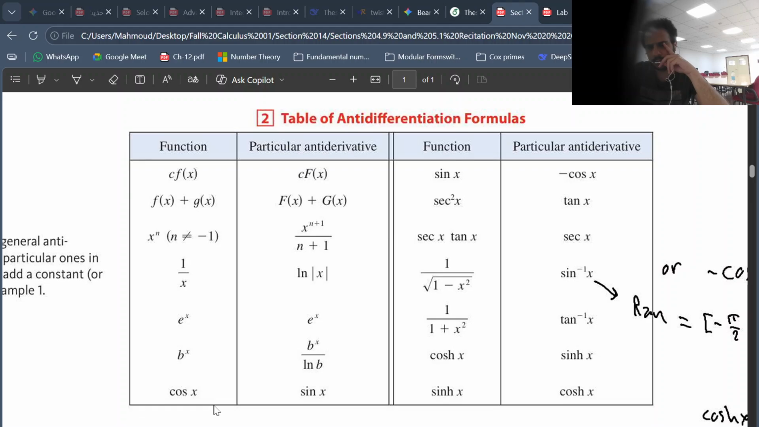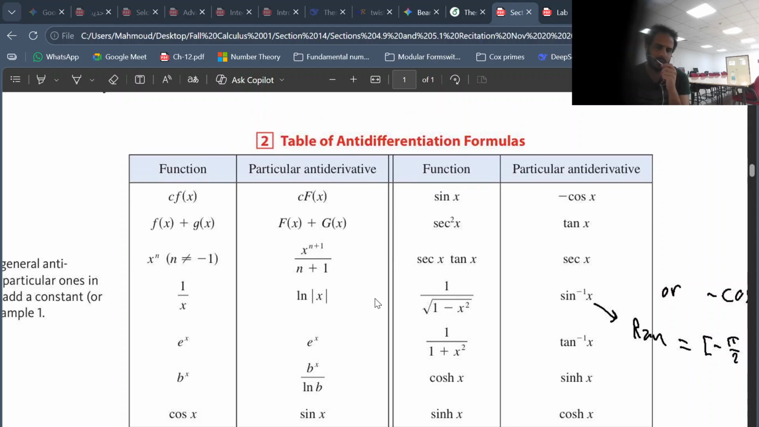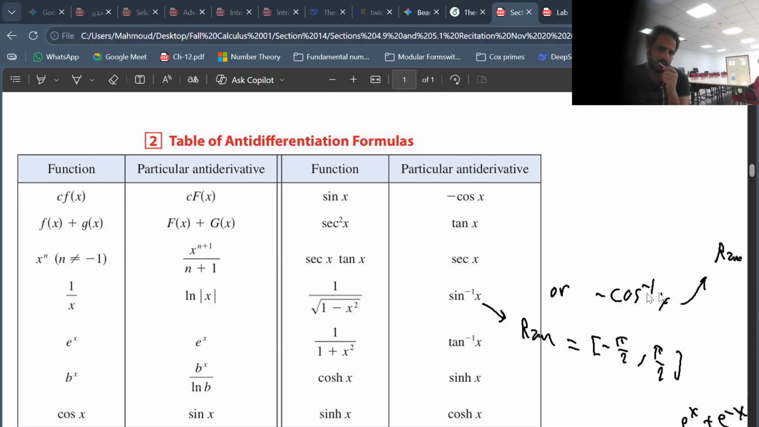Yes. Now cosine x. The antiderivative of cosine x is sine x. Sine x, the antiderivative is minus cosine x. Secant squared x, tan x. Secant x tan x, you get secant x. 1 over square root of 1 minus x squared, sine inverse x, or minus cosine inverse x.